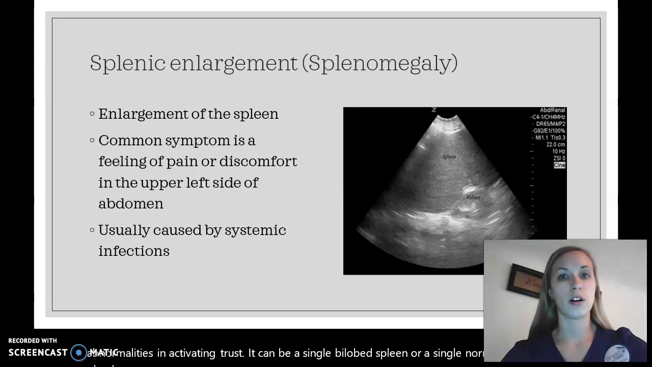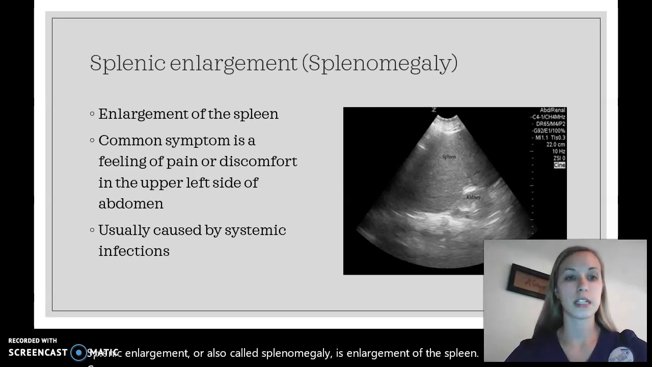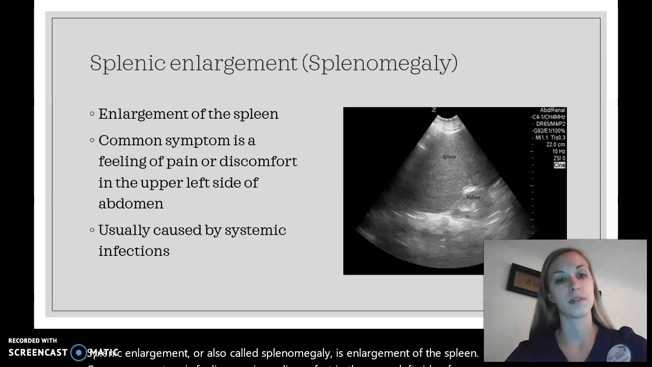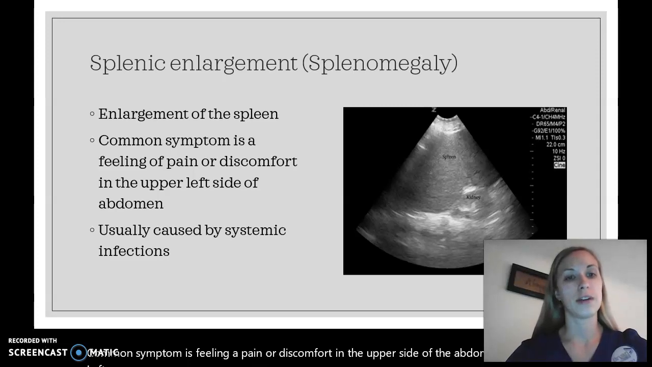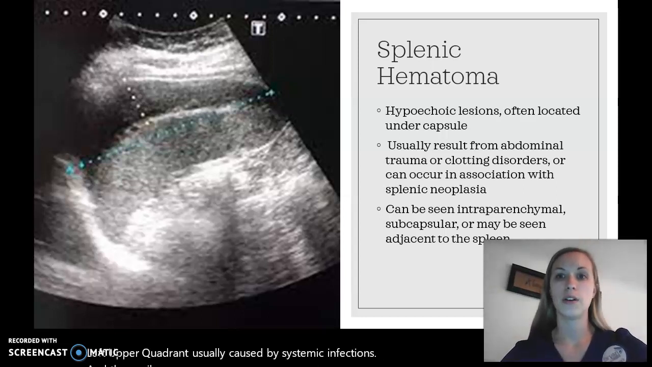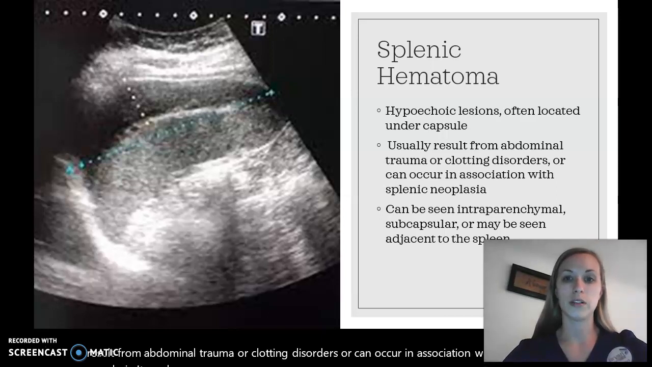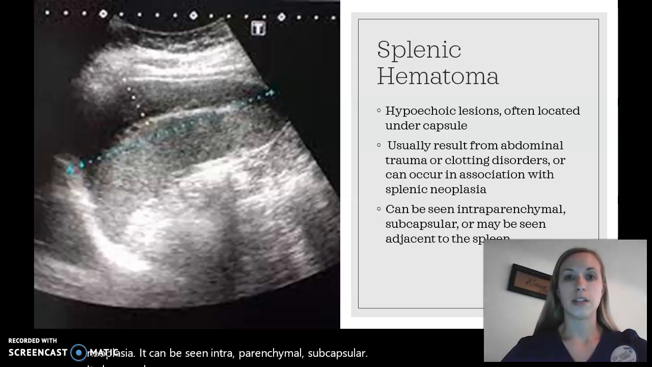Splenic enlargement, also called splenomegaly, is enlargement of the spleen. Common symptom is feeling of pain or discomfort in the upper left side of the abdomen, or left upper quadrant, usually caused by systemic infections. And then splenic hematoma. It's hypoechoic lesions often located under the capsule. It's usually a result from abdominal trauma or clotting disorders, or can occur in association with splenic neoplasia. It can be seen intraparenchymal, subcapsular. It also may be seen adjacent to the spleen.